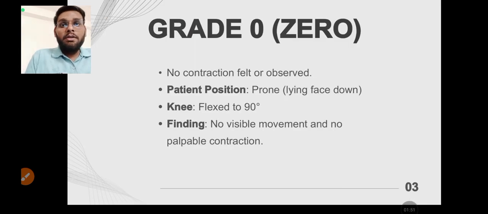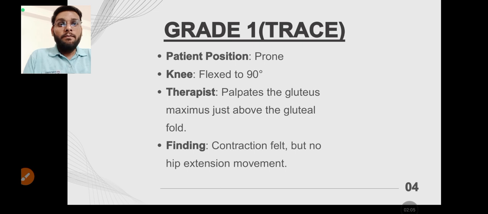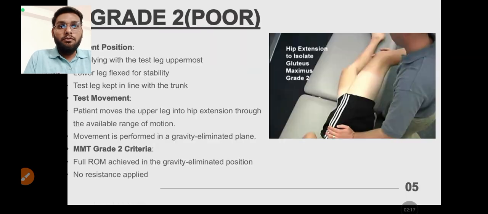For grade 0, no contraction is felt or observed. The patient position will be prone lying, face downward, with knees flexed to 90 degrees. Findings: no visible movement and no palpable contraction. For grade 1, the patient position will be prone, knee flexed to 90 degrees. The therapist palpates the gluteus maximus just above the gluteal fold. Finding: the contraction is felt but no hip extension movement.